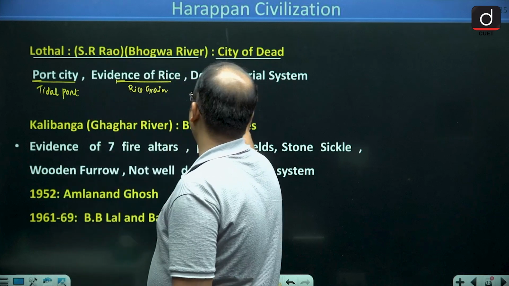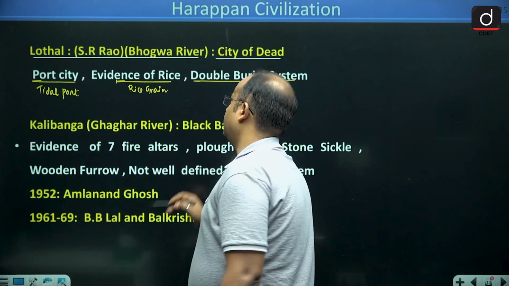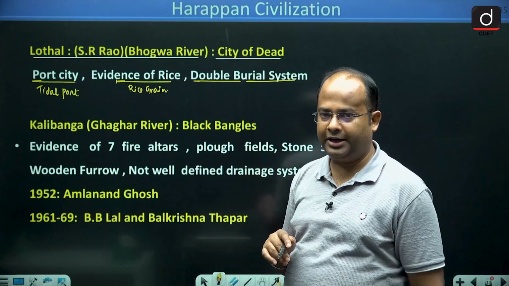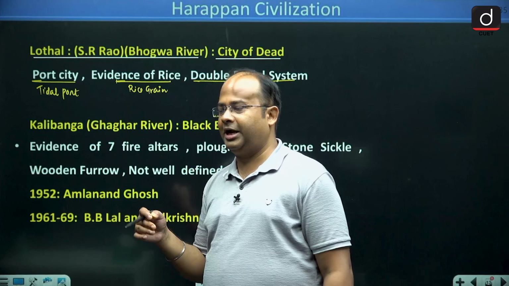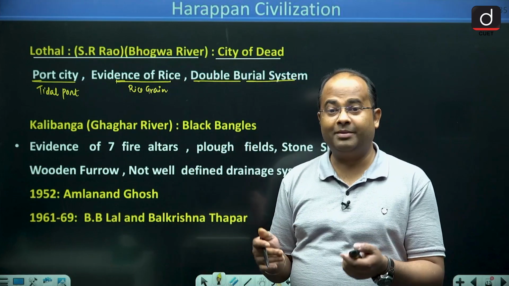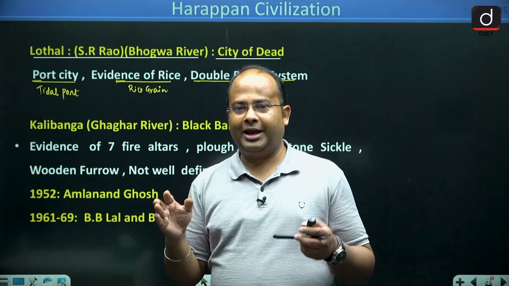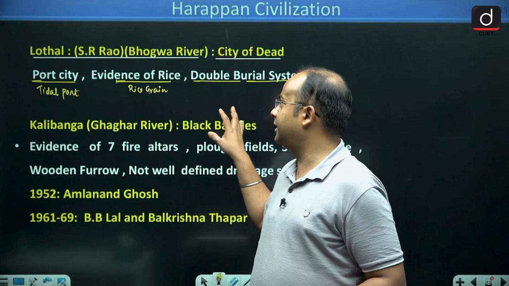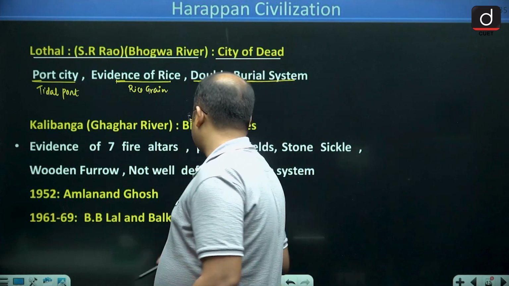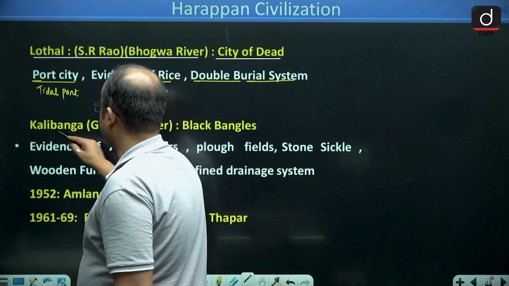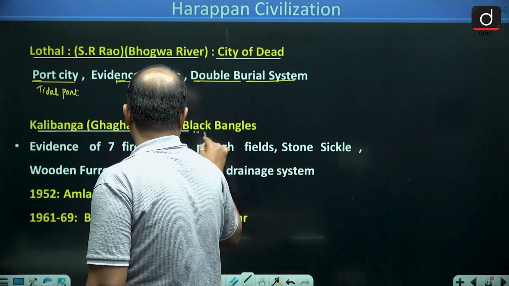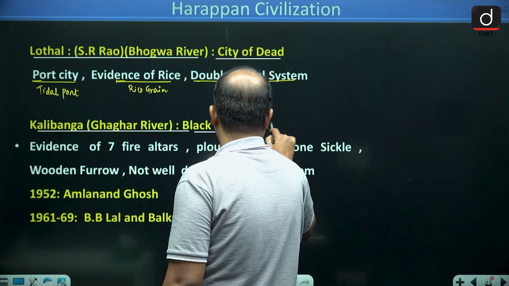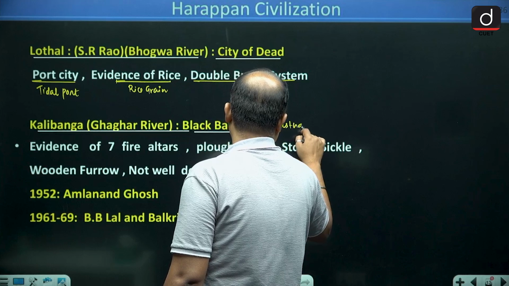And then we have found the double burial system. Two dead bodies are laid in the same grave. Once two dead bodies are laid in the same grave, that is called double burial, that is, burying two bodies in one grave. Next we have Kalibanga. Kalibanga is in Rajasthan on the bank of river Ghaggar, and it means black bangles. Lothal is in Gujarat.